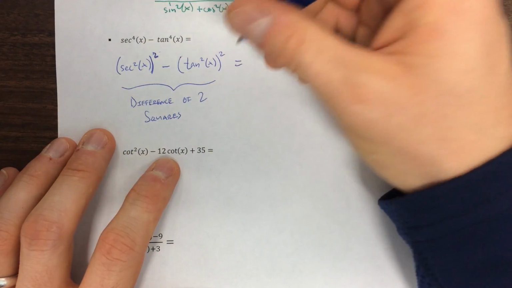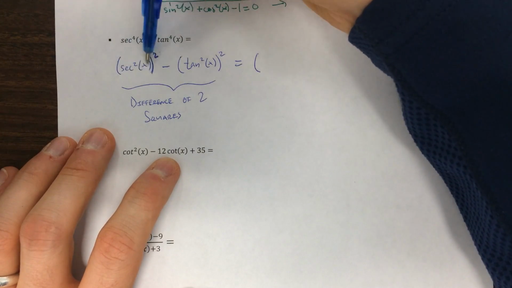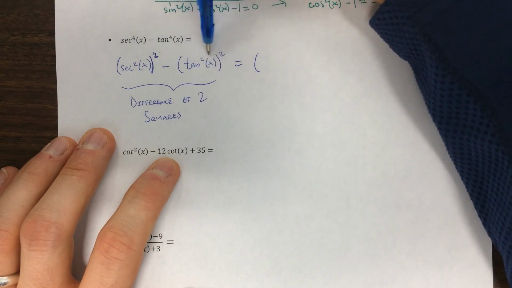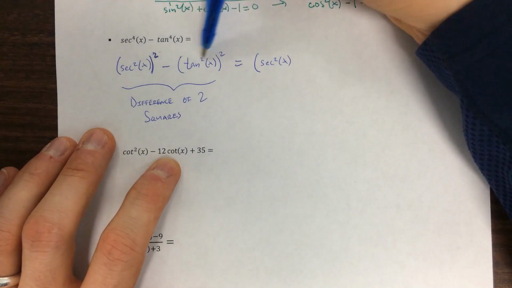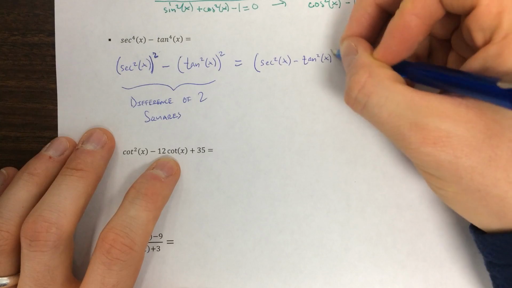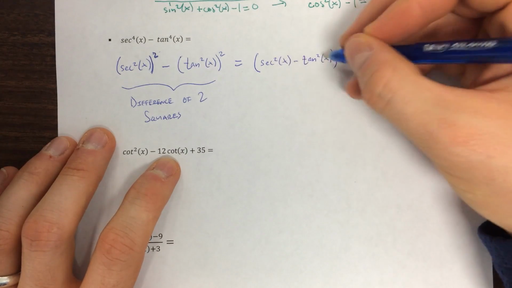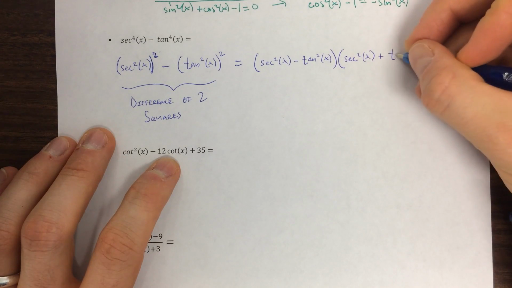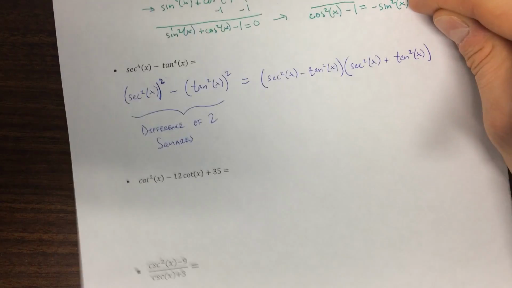And the way we can factor this now. Well, the way we factor this is you have this quantity. The quantity that's being squared here is actually secant squared. The quantity being squared here is tangent squared. So the first quantity, secant squared x, then minus the second quantity, tangent squared x. Now if it's a difference of two squares, we can do this minus that times secant squared x plus tangent squared x.